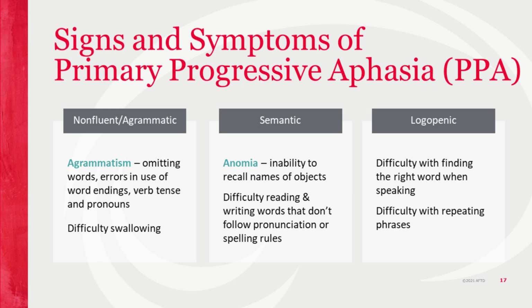In semantic variant PPA, we see anomia, or the inability to recall names of objects, and very often there's a lot of repeating of words and sentences. And then in logopenic FTD, there's difficulty with finding the right word when speaking or difficulty with repeating phrases. But in all of the primary progressive aphasias, we see a loss of language and the ability to communicate.